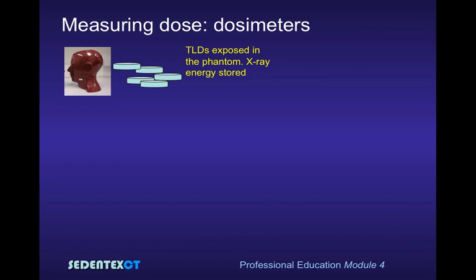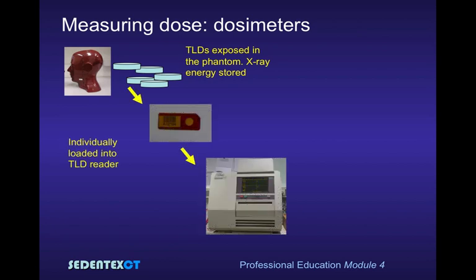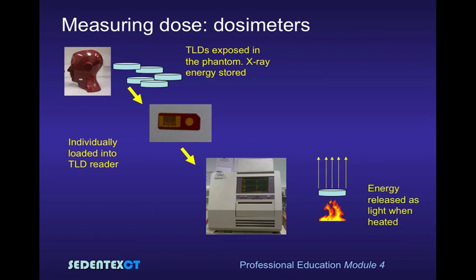Let's just summarize what happens. We place the TLDs into the phantom, they're X-rayed, and the energy from the X-rays is stored. These are loaded individually into the TLD reader. This is heated, and energy is released as light when they're heated. A photomultiplier tube detects the light, and then this goes to a meter which gives us a readout which reflects the amount of radiation that that individual TLD received.